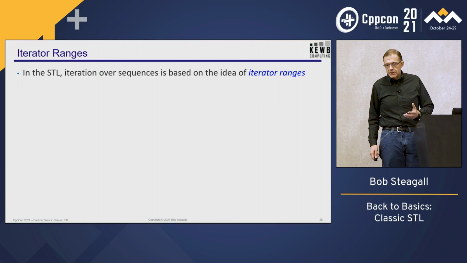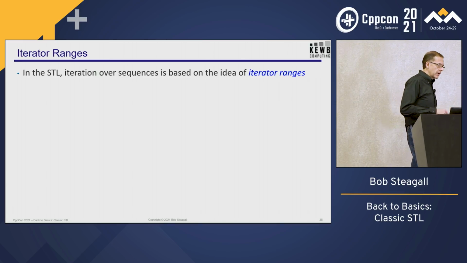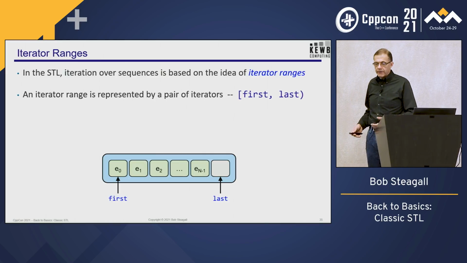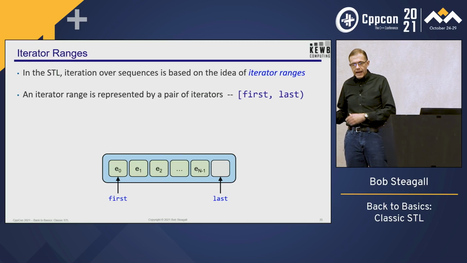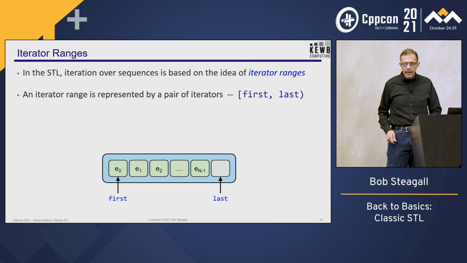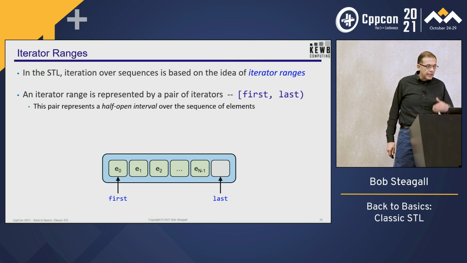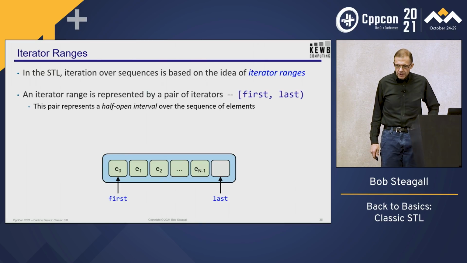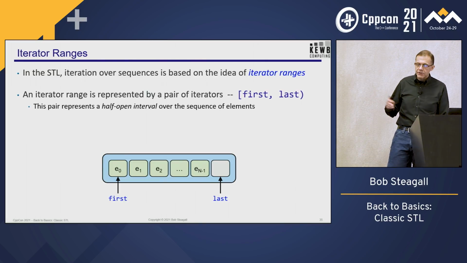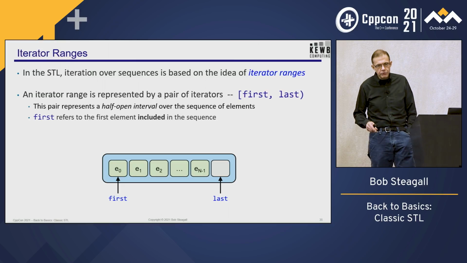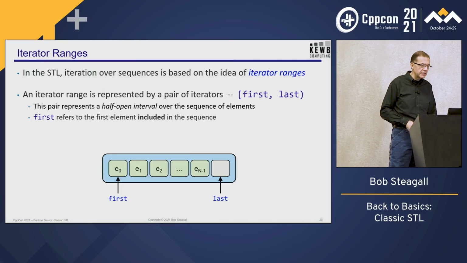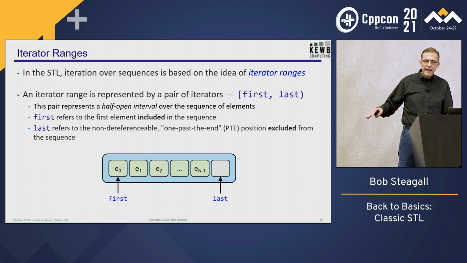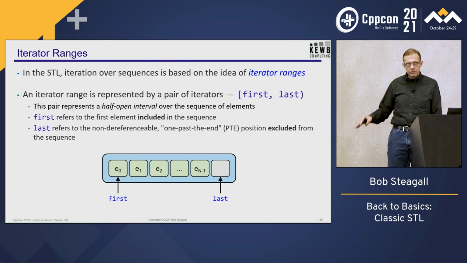So in the STL, we iterate over sequences based on the idea of iterator ranges. An iterator range is represented by a pair of iterators, which are traditionally called first, last, or begin, end. We'll call them first, last here. And so it's a half-open interval. If you remember set theory from high school a long time ago, it represents a half-open interval over this sequence of elements. First refers to the first element that's included in the sequence, and last refers to the non-dereferenceable one-past-the-end element that is excluded from the sequence.